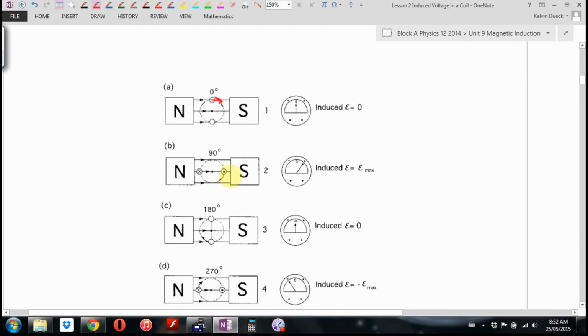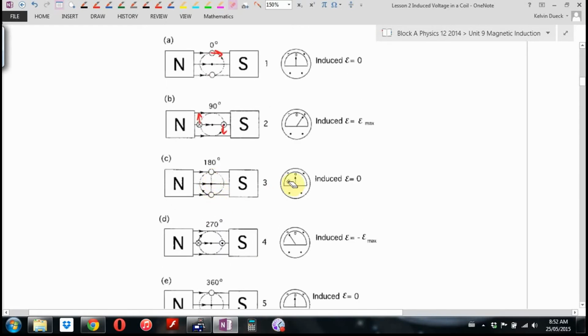Right here, that's moving down the page, that's moving up the page, charge moving down the page, magnetic field points to the left. That's going to come out towards us, hence the dot. That's going to go away from us. We'll get a positive voltage. In fact, we'll get the maximum voltage when it's perpendicular to the magnetic field. Then, when we're right here, we get no voltage again, because this is moving that way, this is moving that way.